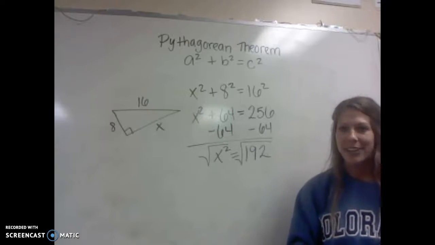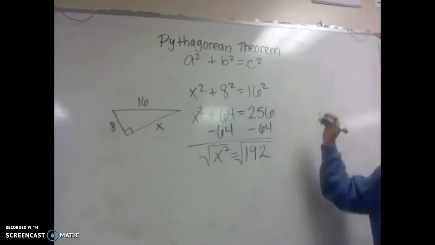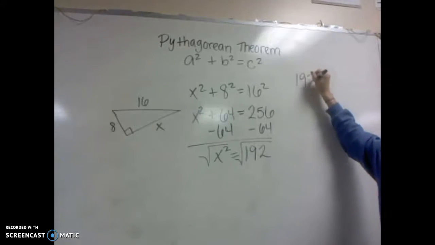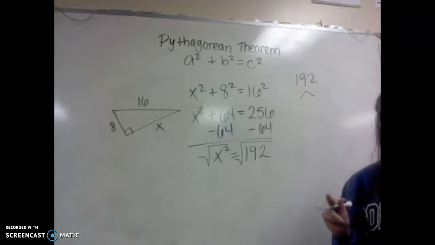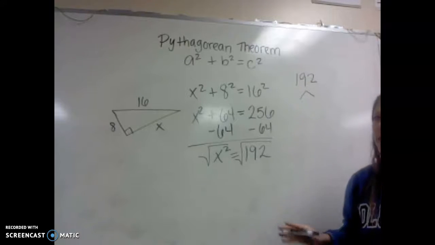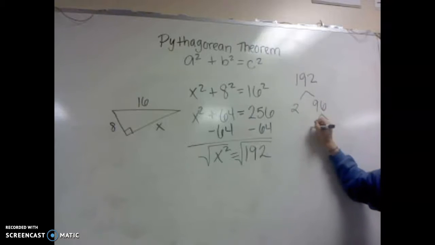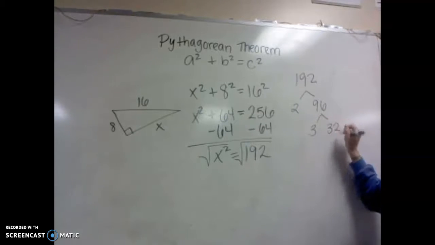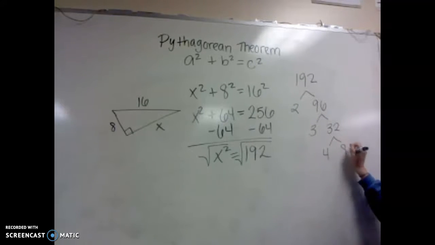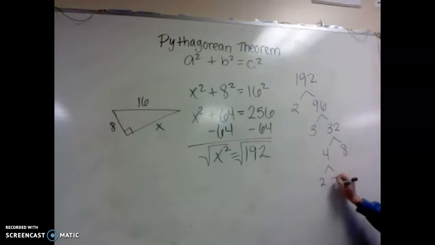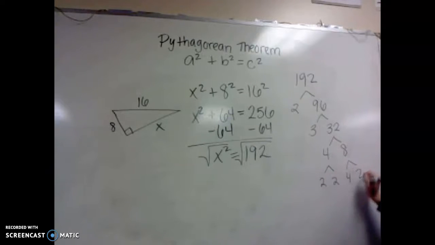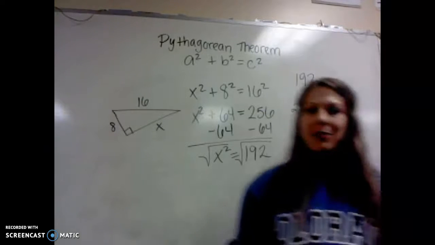So I'm going to make a factor tree for 192, and I'm going to do it over here so that I have enough room, because 192 has a lot of prime factors. So I'm going to start with 2. 2 times 96. 96, I'm going to do 3 times 32, 4 times 8, 2 times 2, 4 times 2. Like I said, a lot of factors, but we finally get all of the prime factors written over there.